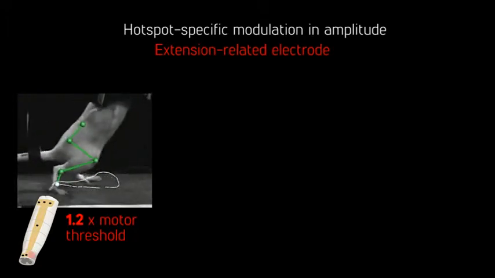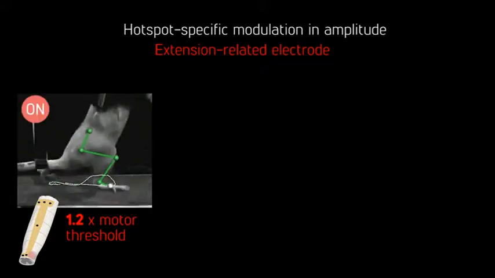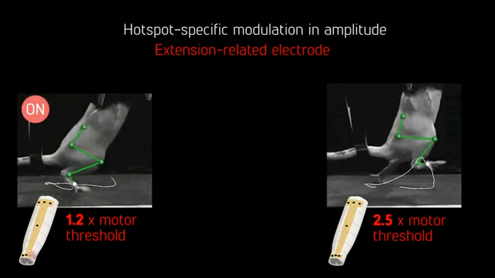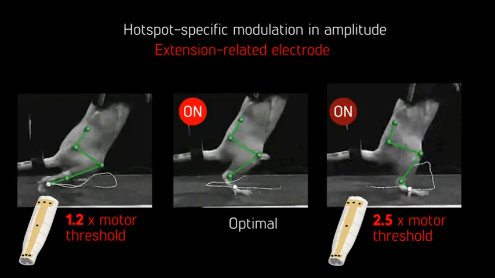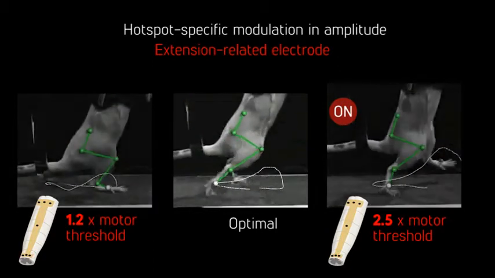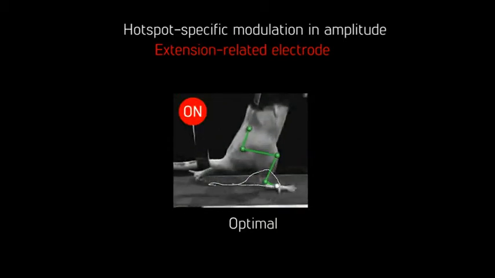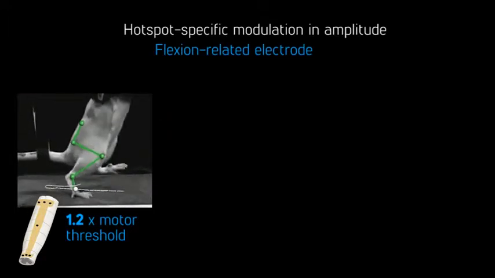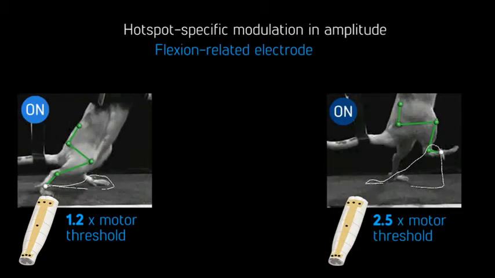Increase in stimulation amplitude through the electrode targeting the extension hotspot led to the specific and gradual augmentation of hind limb extension on the stimulated side. The amplitude could be adjusted to promote optimal gait patterns. The same modulation was obtained when increasing the stimulation amplitude through the electrode targeting the flexion hotspot.